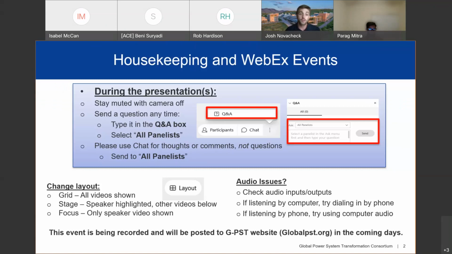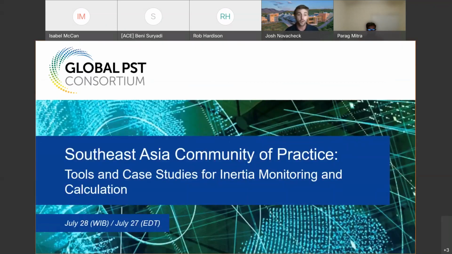Today our webinar is focusing on the tools and methods to monitor system inertia. This is a growing concern for system operators that are seeing larger amounts of inverter-based resources added to their system. Traditionally, this wasn't something that the system operators really were concerned about, since there was plenty of spinning mass on the system.